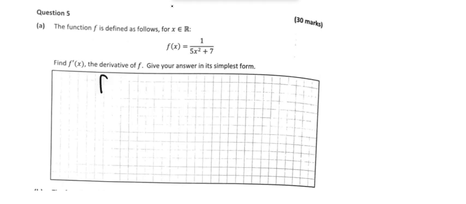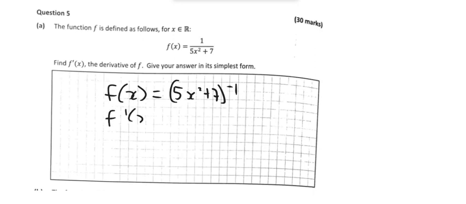So we just have to find the derivative here first of all. So it's 1 over 5x squared plus 7. So get rid of that for a second. You can rewrite that as 5x squared plus 7 to the power of minus 1. And then it's just using the chain rule.